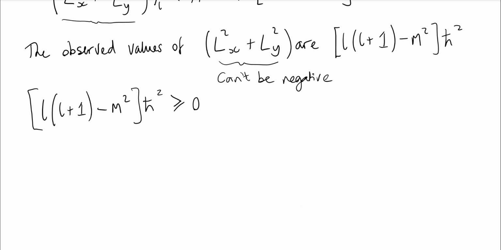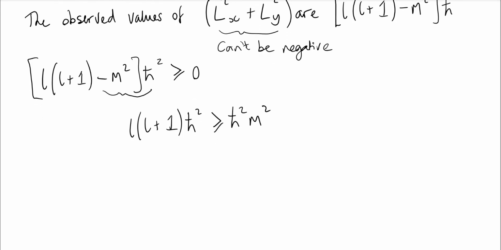What we can now do is expand the brackets. We're going to take this piece here and bring it over to the other side. So by expanding the brackets, we end up with L times (L plus 1), still with the h bar squared on the left hand side, greater than or equal to h bar squared and that m squared term. So we brought that over to the right hand side.